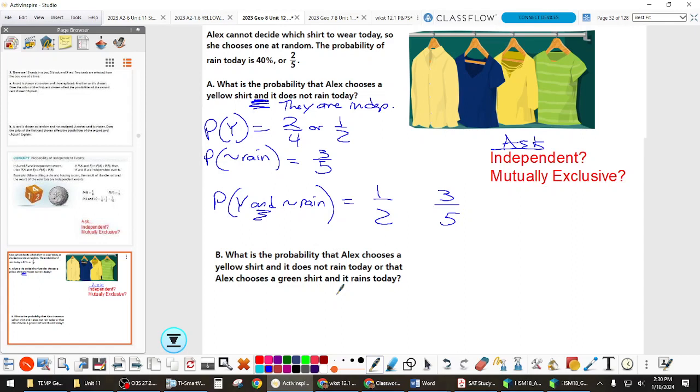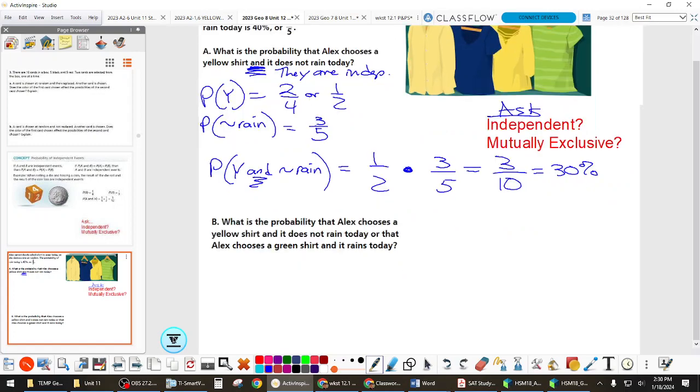So we can't do subtraction. So what's left? Division or multiplication. And so it turns out that we're going to multiply these probabilities. Okay? When they're independent, we can just straight multiply. So this will become, how do we multiply fractions? Just straight across numerator and denominator. So this becomes 3/10 or 30% if we want a percent. So she has a 30% chance of wearing a yellow shirt and it not raining at the same time. Make sense? Okay, let's do the second one.